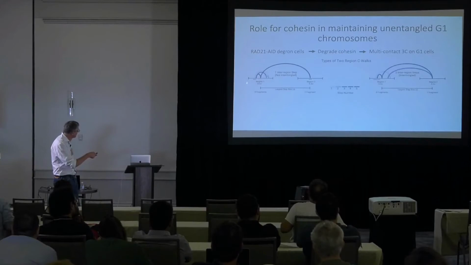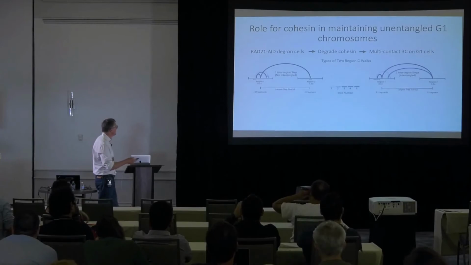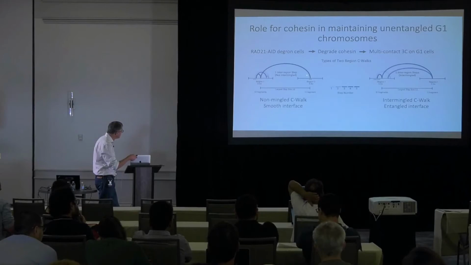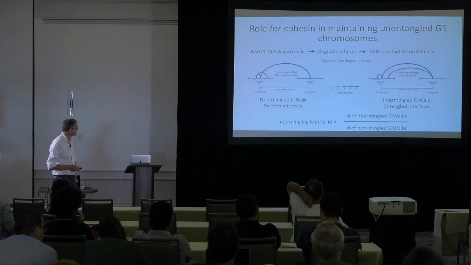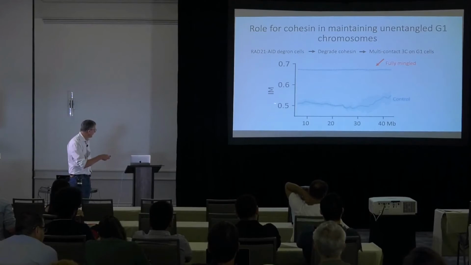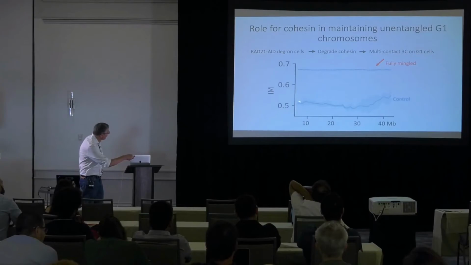When they interact, do they become mingled? And we do the same metric: is there only one step between the domains or multiple steps back and forth, this intermingling metric. So when we do that experiment, again, this is a different cell line than I showed you before, but we see the same result. In interphase, this is G1, chromosomes have a low level of mingling compared to what we would expect when the domains are fully mingled.